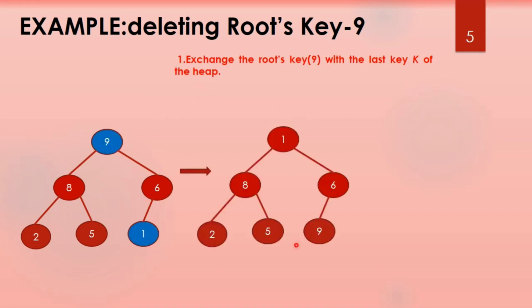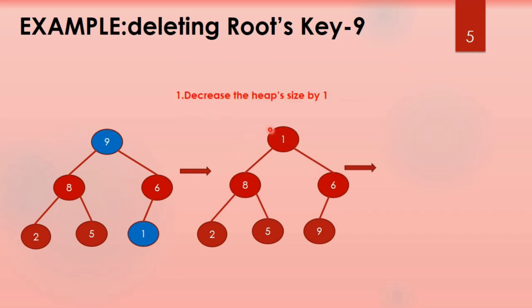Let's understand stage 2 by deleting the root's key 9. What's the first step in stage 2? That is, exchange the root's key with the last key k of the heap. So the root's key is 9, the last key k is 1. So you have to exchange these. So we get a tree like this. What's the next step? You have to decrease the heap size by 1.